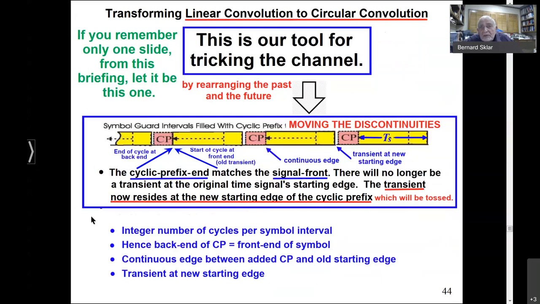So there's going to be an integer number of cycles per symbol. These are all necessary; these are all characteristics of orthogonality. Integer number of cycles, back end of the cyclic prefix equals the front end of the symbol. The continuous edge between the added cyclic prefix and the old starting edge, and the transient at the new starting edge.